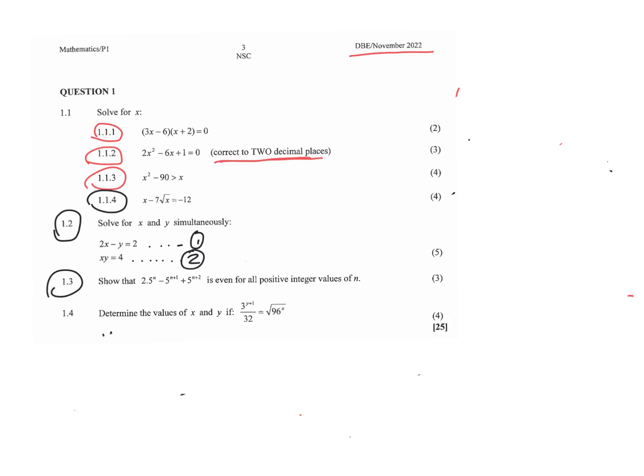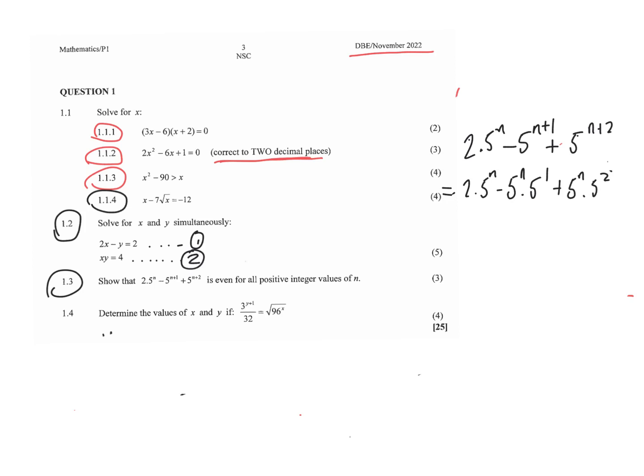We are given 2 multiplied by 5 to the power of n minus 5 to the power of n plus 1 plus 5 to the power of n plus 2. So we use the rules of exponents. We have 2 multiplied by 5 to the power of n, so we need to break this down. We need to use one base, then that base will be 5. So we have negative 5 to the power of n multiplied by 5 to the power of 1 plus 5 to the power of n multiplied by 5 to the power of 2.